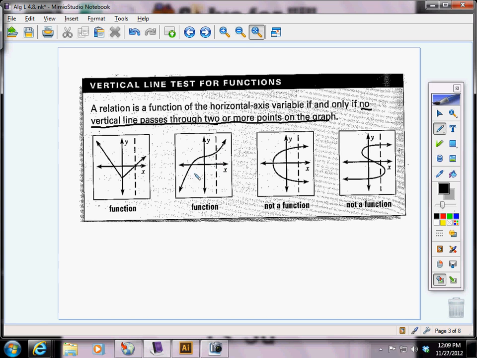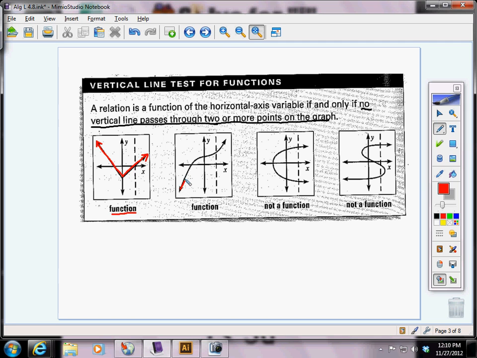Here's what this means. You can see right here, this is our graph. Let's see if I can draw that better. Okay. Now, if we were to run a vertical line across it, represented by the dotted line, it's only going to hit the graph in one spot ever. That's why it's a function.